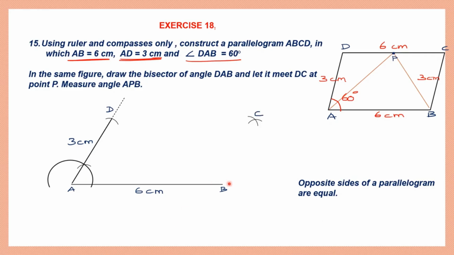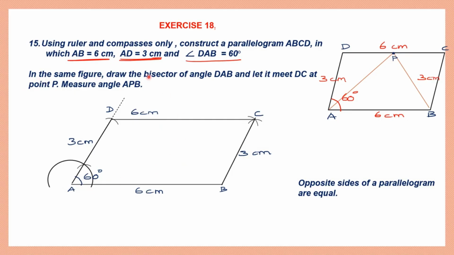Now we can join BC and CD. So let's do that. We have joined BC, and BC is 3 centimeters. Now we can join CD, and CD is 6 centimeters. So now we have got our parallelogram. Let's write everything. So this is 60 degrees. So we have a parallelogram ABCD. That's our parallelogram and everything has been marked on it. We have 6 centimeters, we have 3 centimeters and the 60 degrees. Now let's go to the next part.